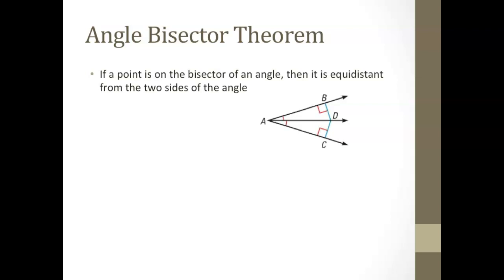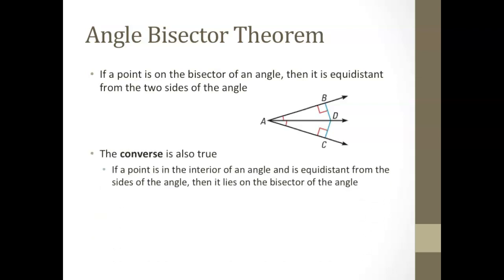Now the converse of this theorem is also true. If a point is in the interior of an angle and it is equidistant from the sides of the angle, then you know that it lies on the bisector of that angle. Here is a picture. This is saying that if you have some point D and you know that it is the same distance away from B as it is to C, then you also know that D must be on the bisector of the angle. You know that AD must then bisect the angle.